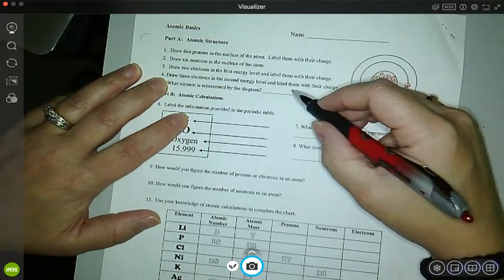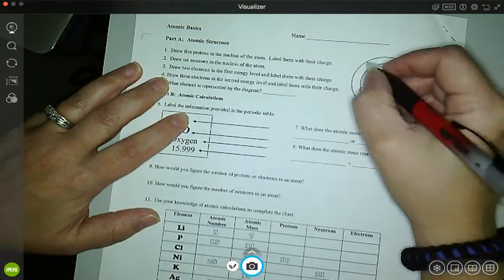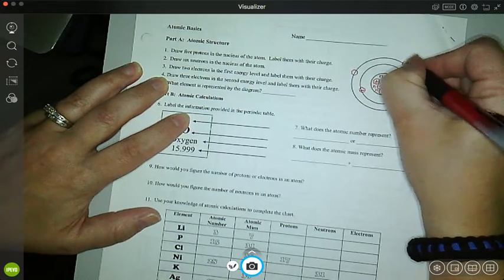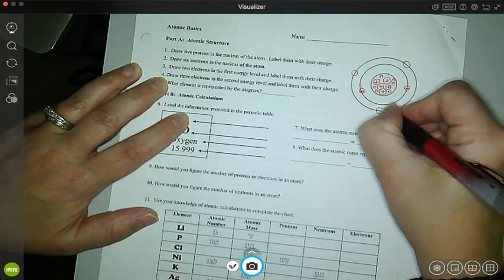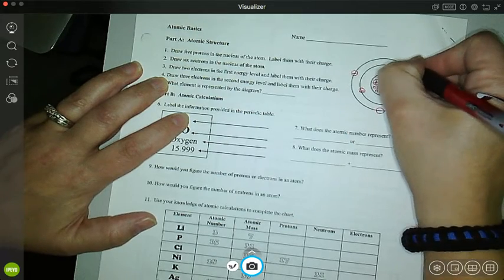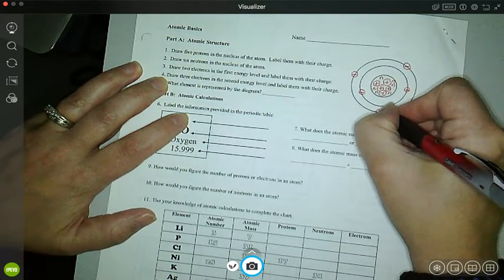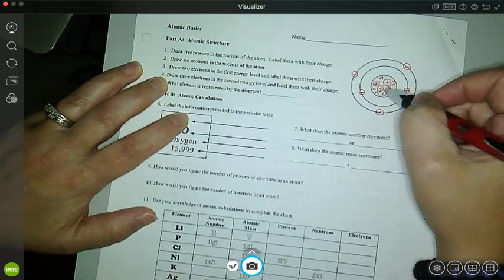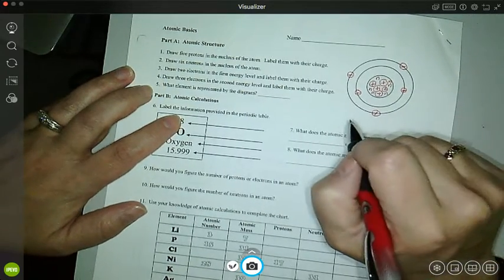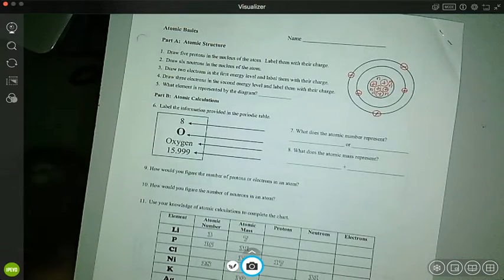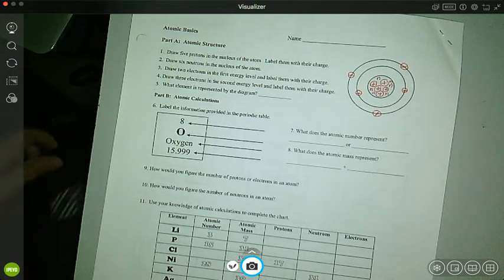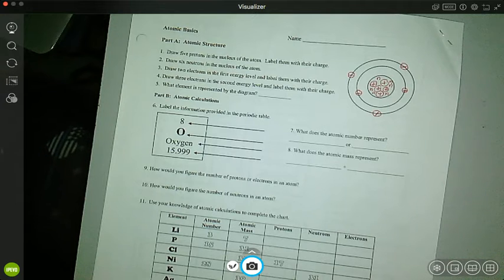Draw 3 electrons in the second energy level. The first energy level can only hold 2 electrons before it's filled, and you move to the next one. So now we have 5 protons in the nucleus, 5 electrons outside the nucleus. If you look back at your periodic table on page 2, what element is this?